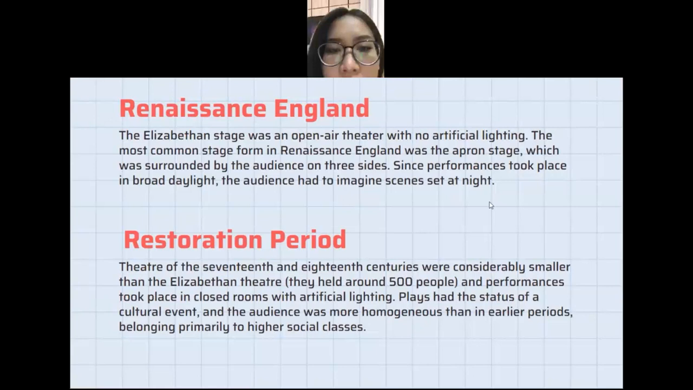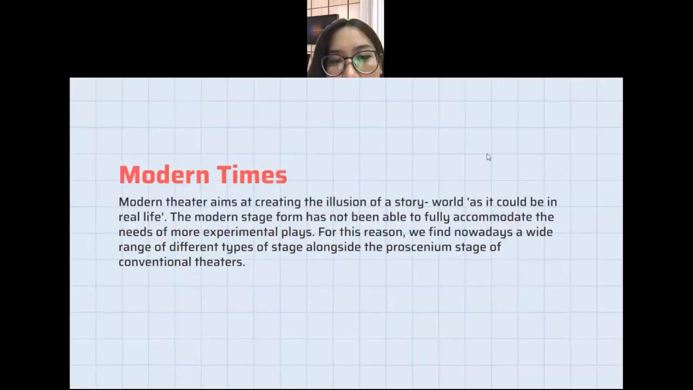Restoration period. Theatres of the 17th and 18th centuries were considerably smaller than the Elizabethan theatre. They had around 500 people, and performance took place in closed rooms with artificial lighting. Plays had the status of a culture event, and the audience was more homogeneous than in earlier periods, belonging primarily to higher social classes. Next slide.